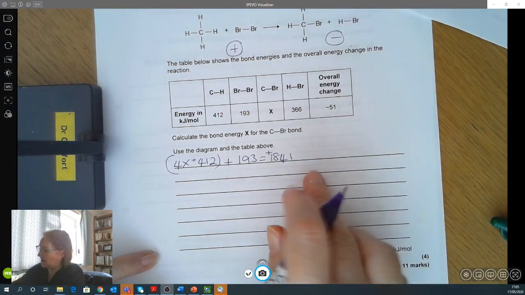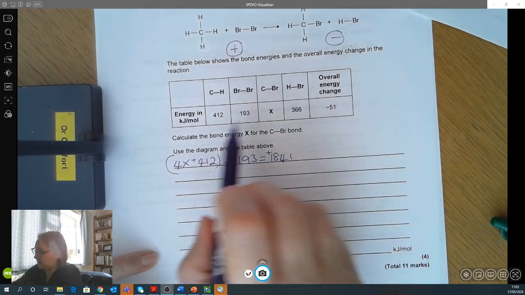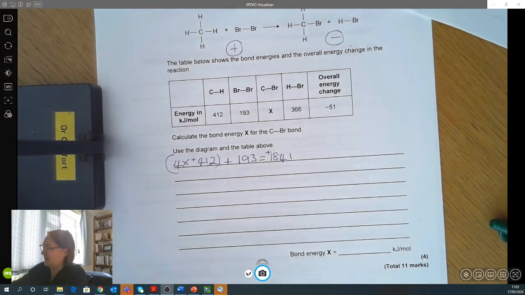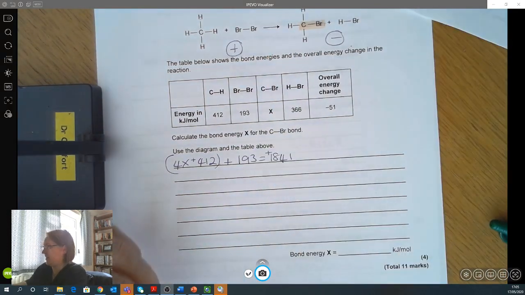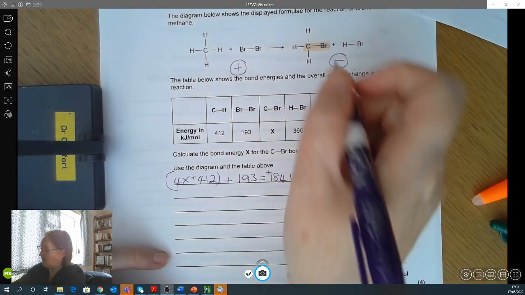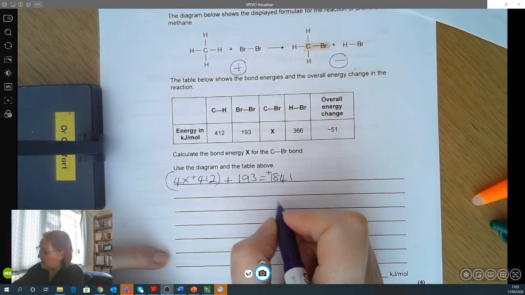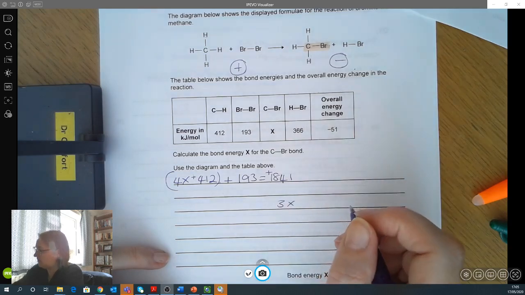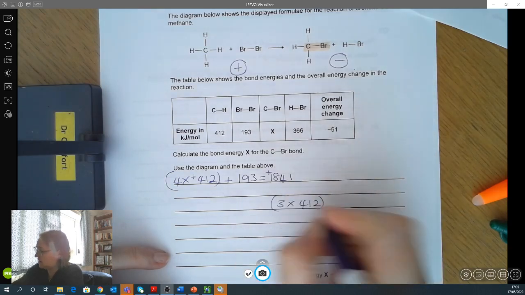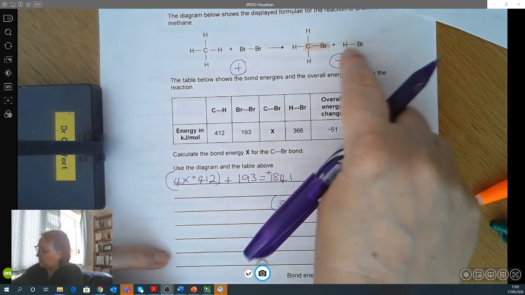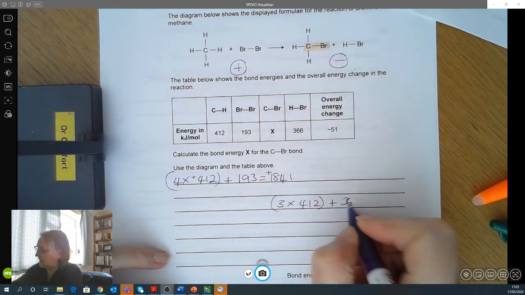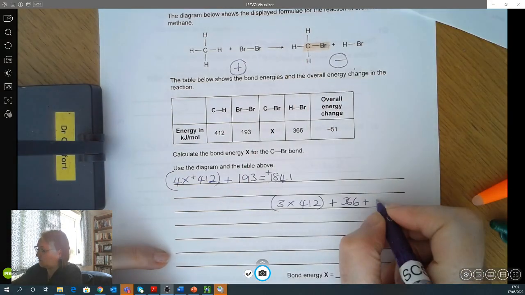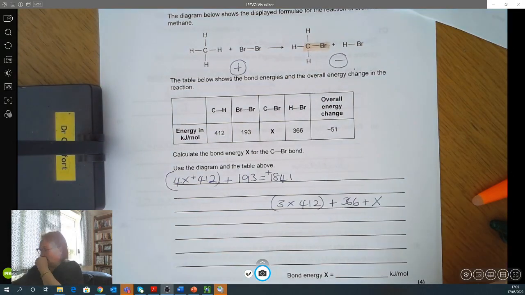So on the other side, what it's asked me to find is the bond energy for the C-Br bond. So it's this bond here that I'm trying to find out the energy for. Therefore I've got 3 of the C-H bond, so 3 times 412s this time. I've got an H-Br, so I've got 366. And then I've got my unknown bond, the C-Br bond, which they've called X there.